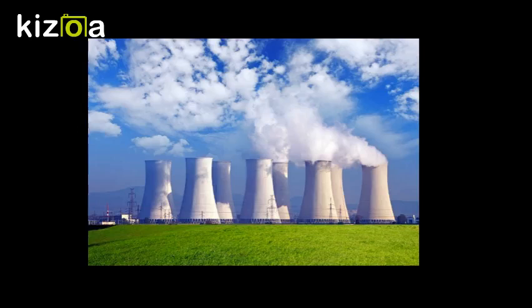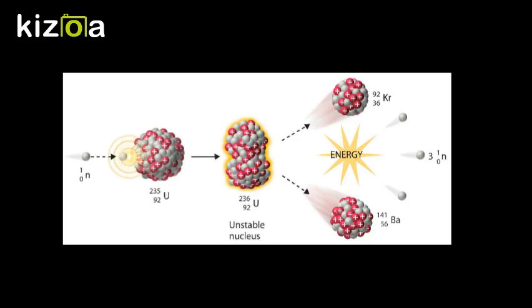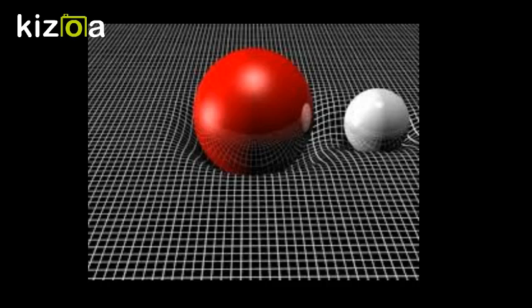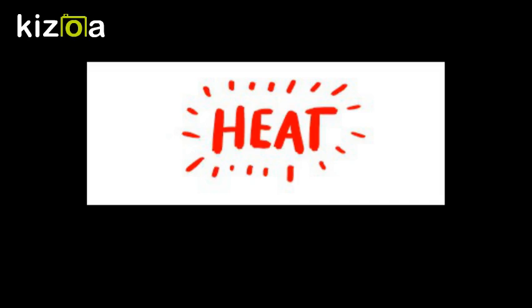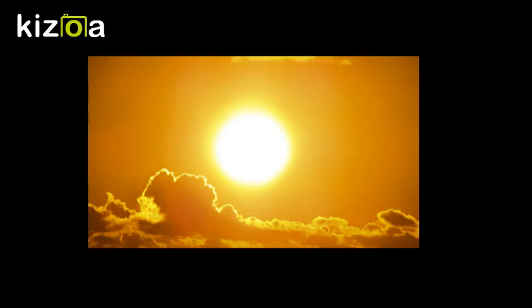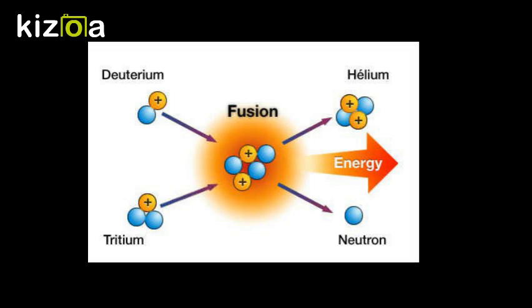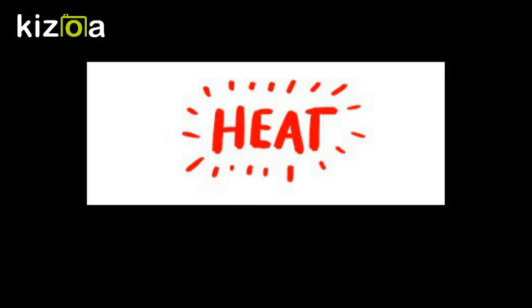So in nuclear reactors, when uranium splits up into smaller atoms, the mass that is lost is the energy that is given off in the form of heat. In the sun, when hydrogen combines to create helium, the energy that's given off is the energy we feel in the form of light and heat.